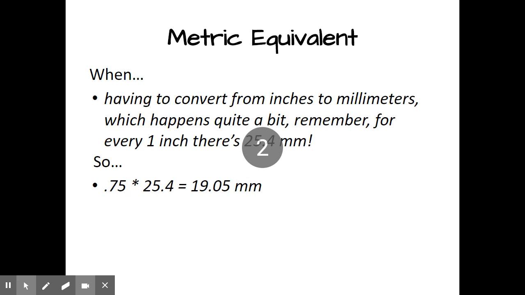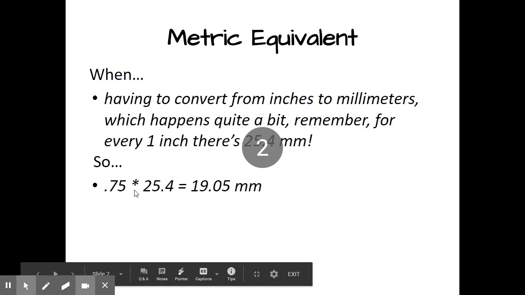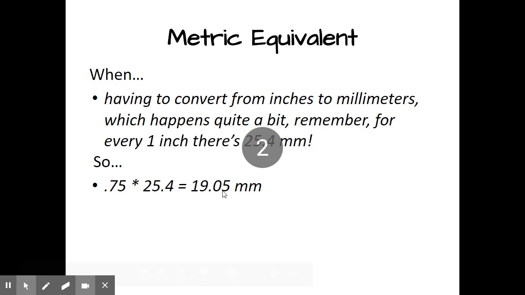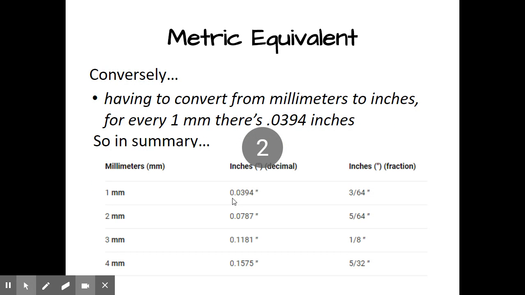If you need to list something, for example, that's 0.75 or 3/4 of an inch long, you multiply that times 25.4, and now you have the measurement in millimeters. Sometimes in industry that comes up quite a bit when you need to establish a measurement in both inches and millimeters. And of course, looking at it from the other direction, if you're converting millimeters to inches, for every 1 millimeter, there's 0.0394 inches, as this quick little chart shows. And it also goes so far as to indicate the fractional conversion.